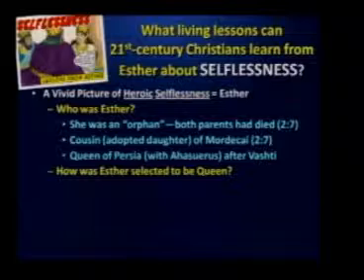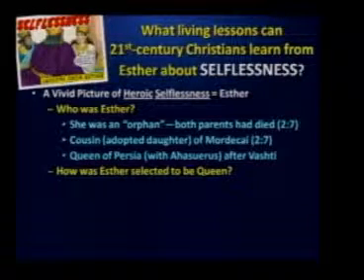How did she become queen then? If she's an orphan, raised by her cousin, she's a Jew. How did she become queen? She was a virgin. She was selected. Why was she selected? Okay, Vashti's gone. We got to get a replacement for Vashti. King's got to have a queen. And she's pretty. Go back to chapter 2.